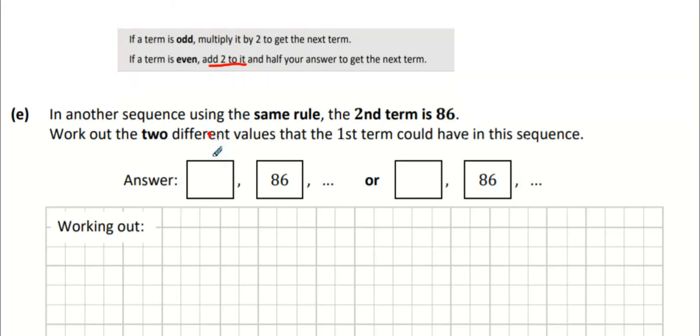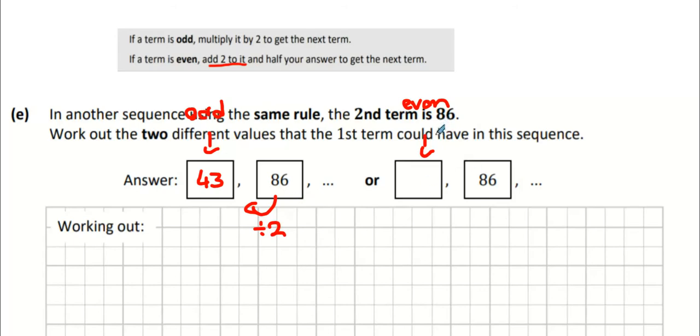Okay, well, we have 2 scenarios. Scenario A and scenario B. Scenario A was there was an odd number before the 86, and scenario B was there was an even number before the 86. So let's try the odd one first. Multiply it by 2 to get the next term. So in this case, we should have divided by 2. So the answer must be 43. Okay, because 43 multiplied by 2 is 86.